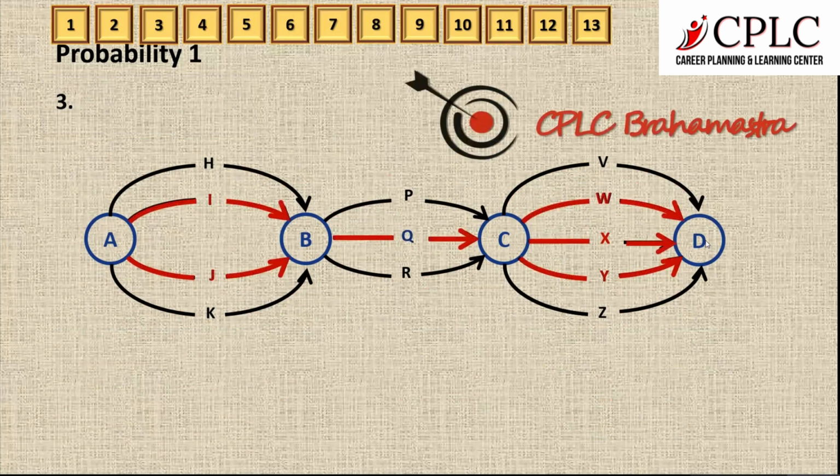We can also solve this by using individual probabilities. So A to B, there are 2 routes out of 4. So it is going to be 2 by 4. B to C, 1 route out of 3. So 1 by 3. C to D, 3 routes out of 5. So 3 by 5. And it's a compulsion to travel from A to B, B to C, and C to D. That means A to B and B to C and C to D. So it is going to be 2 by 4 into 1 by 3 into 3 by 5, which is 1 by 10 again.